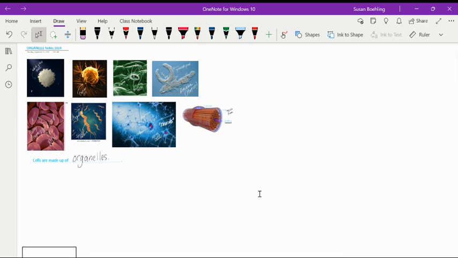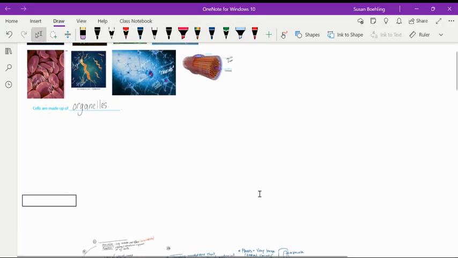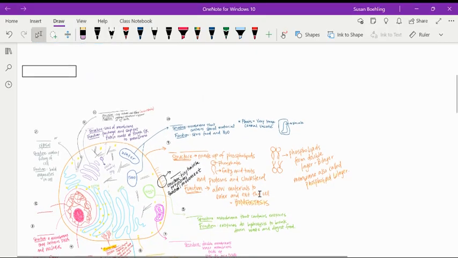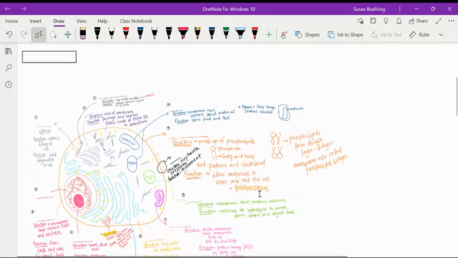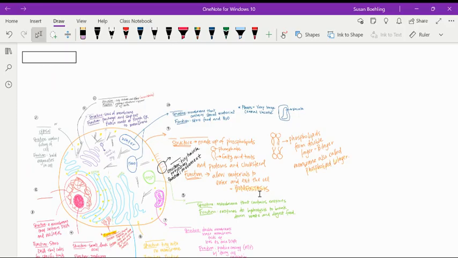Hello again. This is part 2 of Organelle Notes 2024. We are going to be looking at the diagram here of a typical animal cell and pointing out a variety of cellular structures, also called organelles, that you're going to find in a typical animal cell.